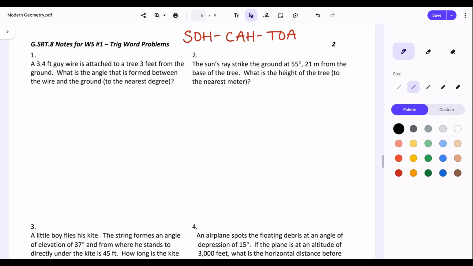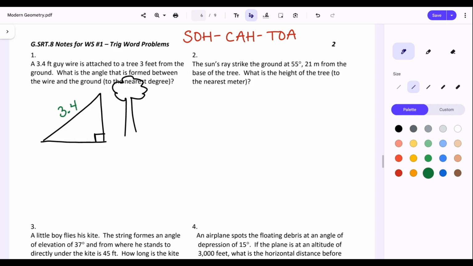Okay? So I'm going to draw a right triangle here. If you need to, you can think like, okay, there's a guy wire that's attached to a tree. So I'm just going to maybe draw, here's my tree, okay? So this wire is attached to the tree here from somewhere in the ground. Now they're saying that the wire is 3.4 feet, so from the ground up to the tree. Now it's going to be attached to somewhere in the tree up here. So I'm talking about the length of the hypotenuse is going to be my 3.4. So that takes care of this number.